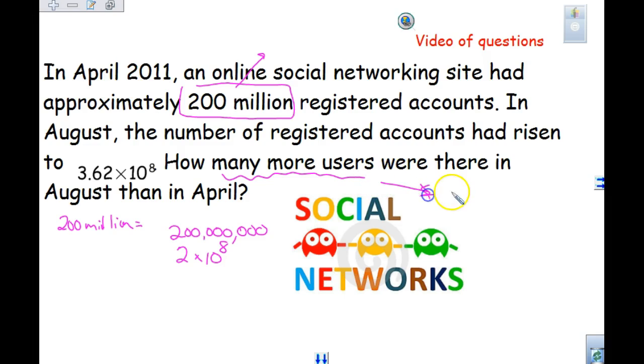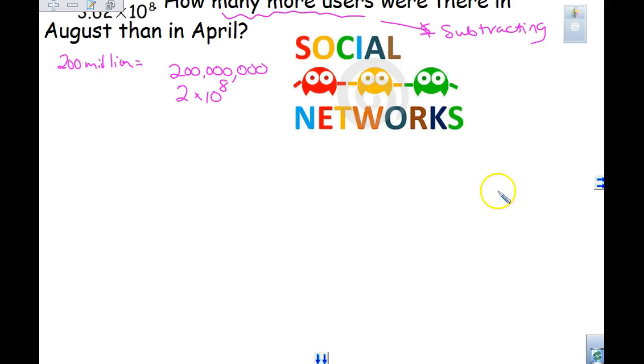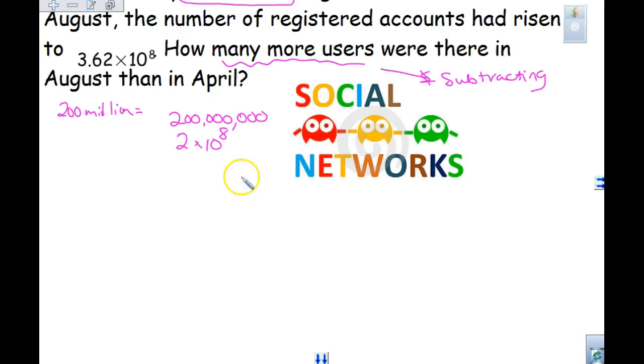Subtraction. We are subtracting. Now, when we subtract, we have to use go big. So, which one should we be subtracting? Which one is our first one? 3.62. And this one, how nice is that? They're the same. Minus 2, that's really 2.0 times 10 to the 8.